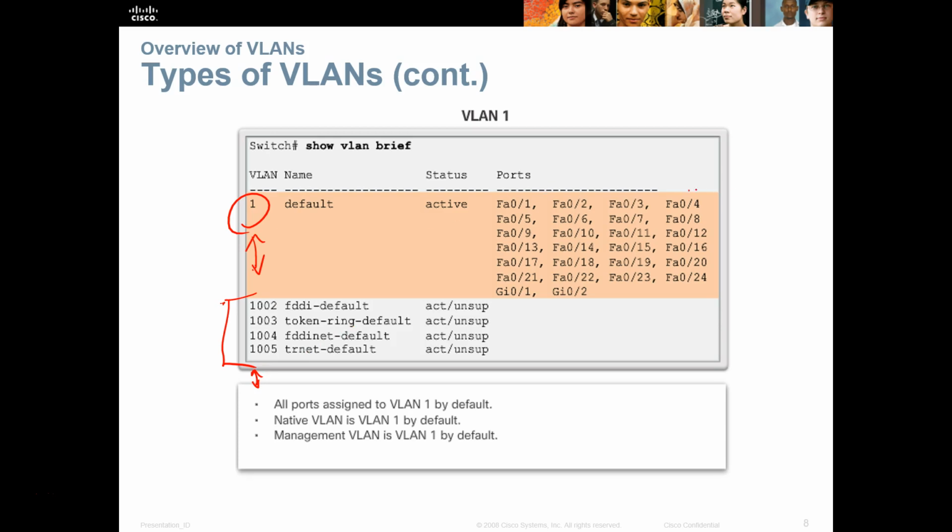And you can see that all of the ports are part of VLAN 1 by default, so they can all talk to each other, right, including the gigabit ports. So all ports are part of VLAN 1 by default. Native VLAN is also VLAN 1 by default. It allows untagged traffic. And the management VLAN, because you're likely to connect to the SSH IP address for VLAN 1, right?